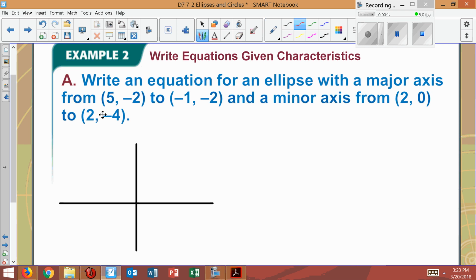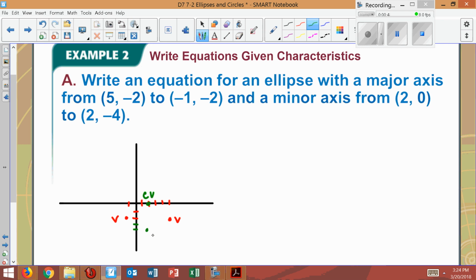So we go right 5 units, 1, 2, 3, 4, and 5, and down 2 units. Now it says major axis, so this is a vertex here, and the other point is left 1, down 2 units. So there's the other end of the vertex. And it says a minor axis from (2, 0), so we'll go right 2 and put it on 0, and that's a co-vertex because it's a minor axis, to (2, -4).